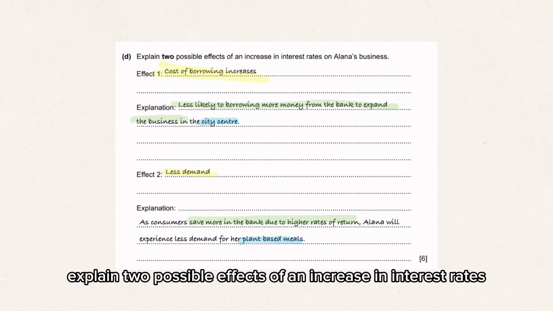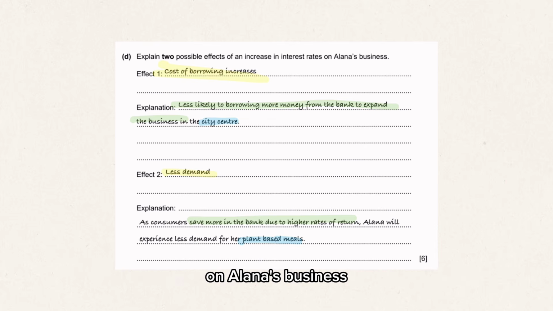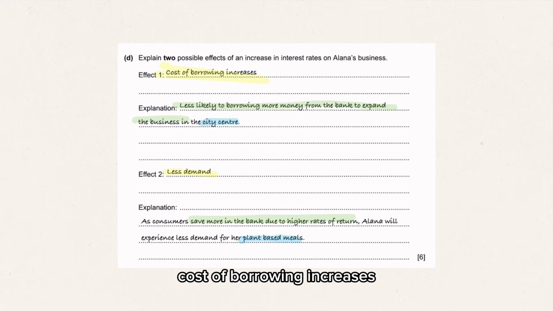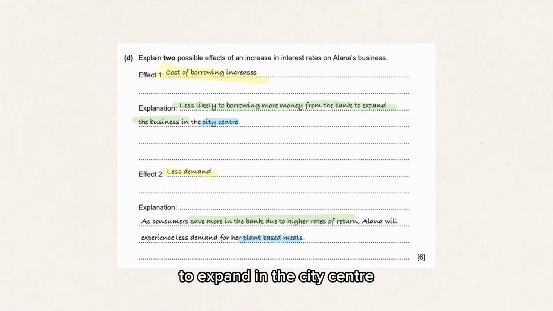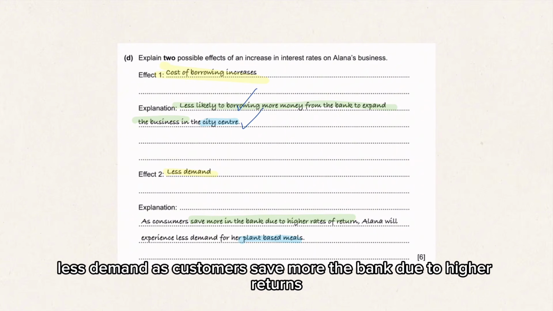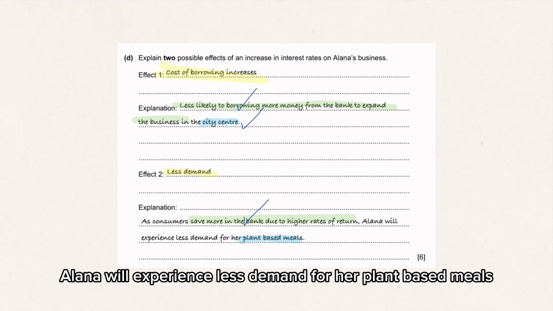Explain 2 possible effects of an increase in interest rates on Alana's business. Cost of borrowing increases. She is less likely to borrow more money from the bank to expand in the city center. Effect 2: less demand. As customers save more at the bank due to higher returns, Alana will experience less demand for her plant-based meals.